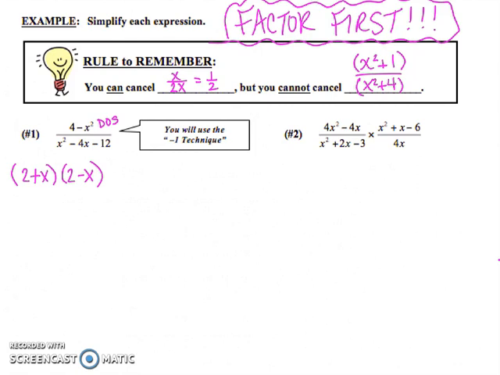Then on the bottom, we have an easy trinomial. A is 1, so we're looking for two numbers that multiply to make negative 12 and add to make negative 4. So we're going to do, oh, excuse me, I want to change that. I want to change that to a plus, okay? Two numbers that multiply to make negative 12 and add to make a positive 4. So I'm going to look at x plus 6 times x minus 2.